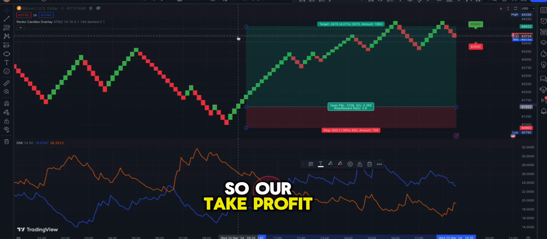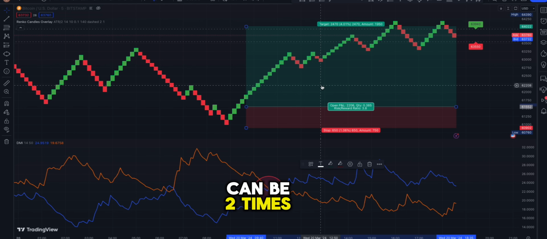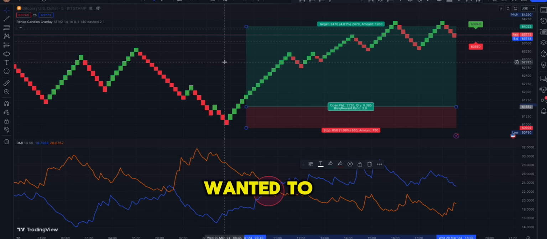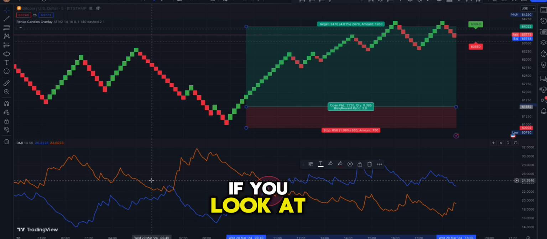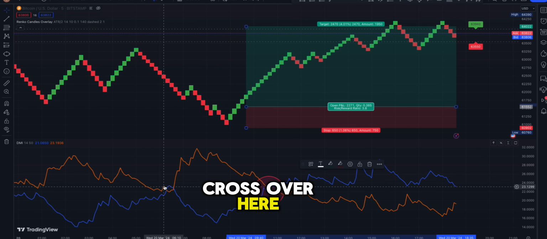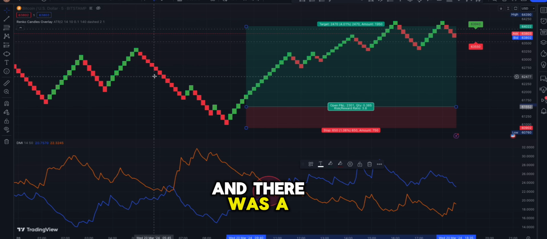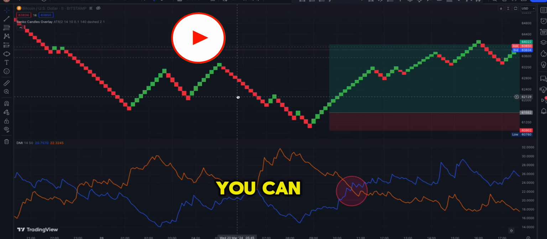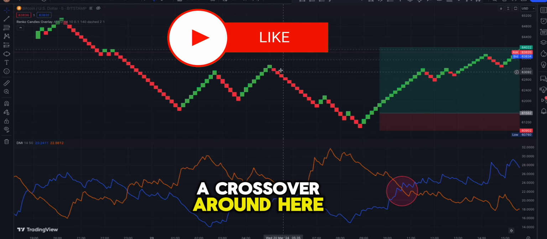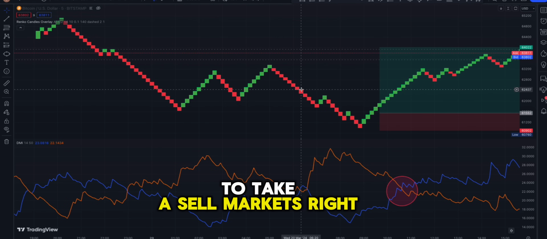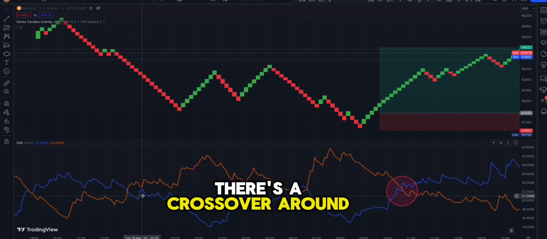So our take profit can be 2 times our stop loss, or it can be open as long as we want it to be. So if you look at this area, you will see there's a crossover here, and there was a sell market around that side also. You can see there's a crossover around here, and we have opportunity to take in at sell market, right? There's a crossover around here.